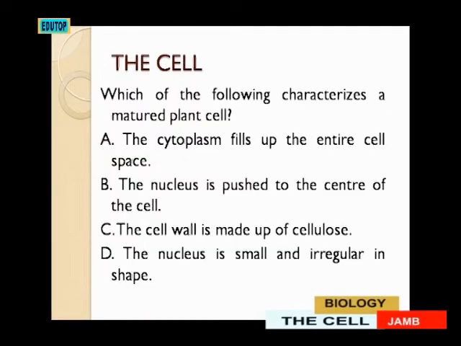Then we have the next question: which of the following characterizes a matured plant cell? A, the cytoplasm fills up the entire cell space. B, the nucleus is pushed to the center of the cell. C, the cell wall is made up of cellulose. D, the nucleus is small and irregular in shape. The thing that characterizes a matured plant cell is A, the cytoplasm fills up the entire space.